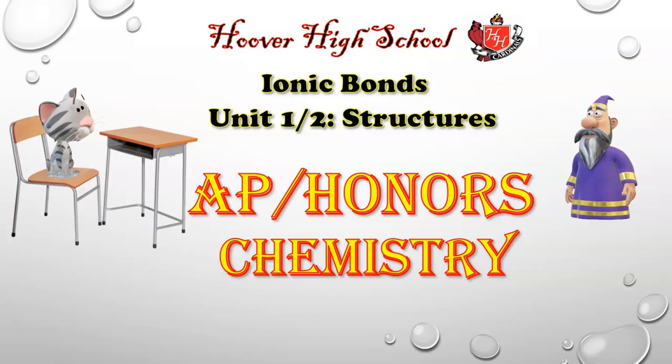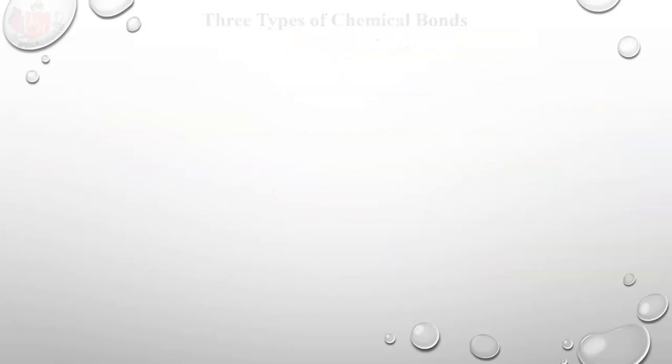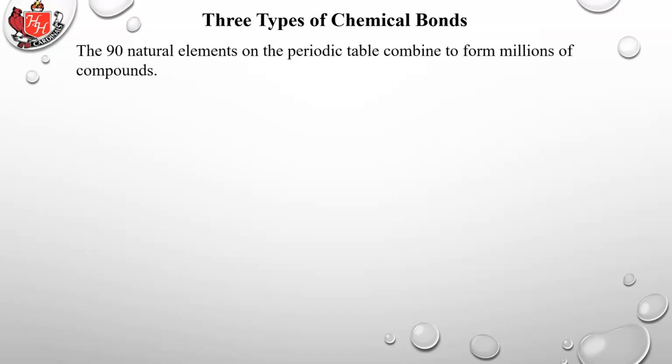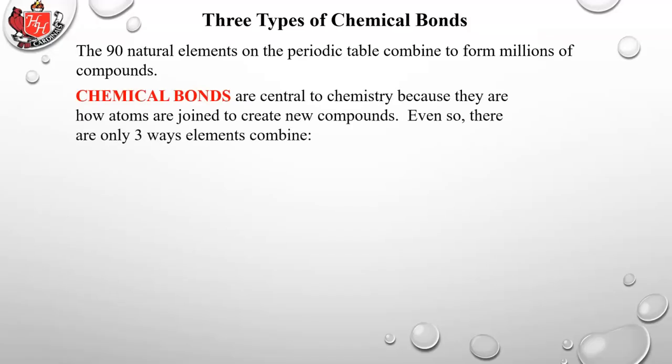Chemistry, we are now moving into our first in several lessons dealing with chemical bonds. So the 90 natural elements on the periodic table combine to form millions, actually tens of millions or hundreds of millions of compounds. Chemical bonds are central to chemistry because they are how atoms are joined to create new compounds. Even so, there are only three ways elements combine.